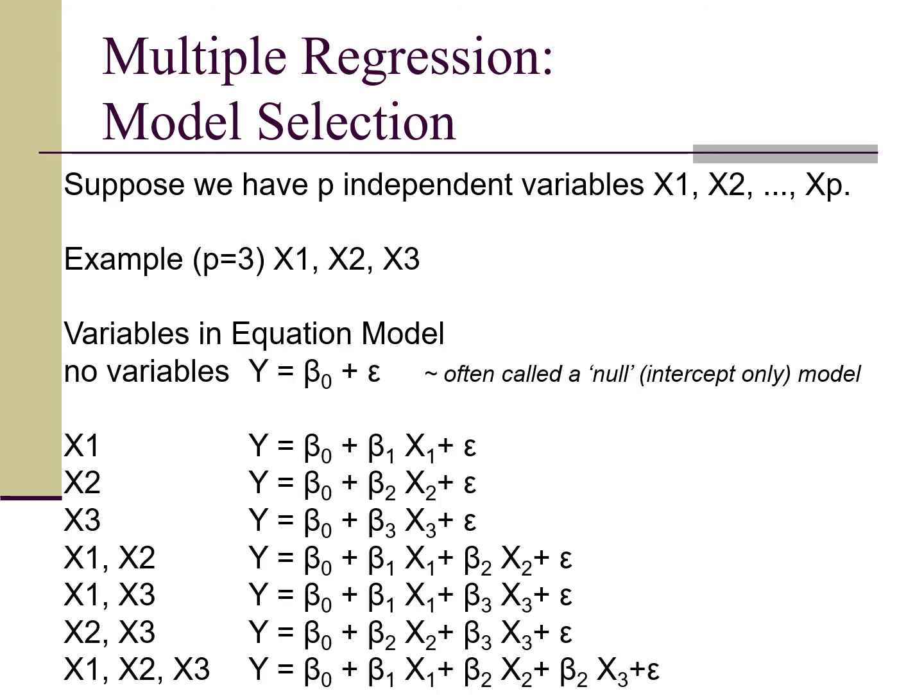So again, if we have p independent variables, x1 through xp, if you have 3 variables, then that top equation just uses x1, the next one uses x2, x3, the next one uses x1 and x2, the next one uses x1 and x3, the next one uses x2 and x3, and then the last one uses all 3 variables. So, even with 3 variables, that's a lot of equations to look at, but that's manageable.